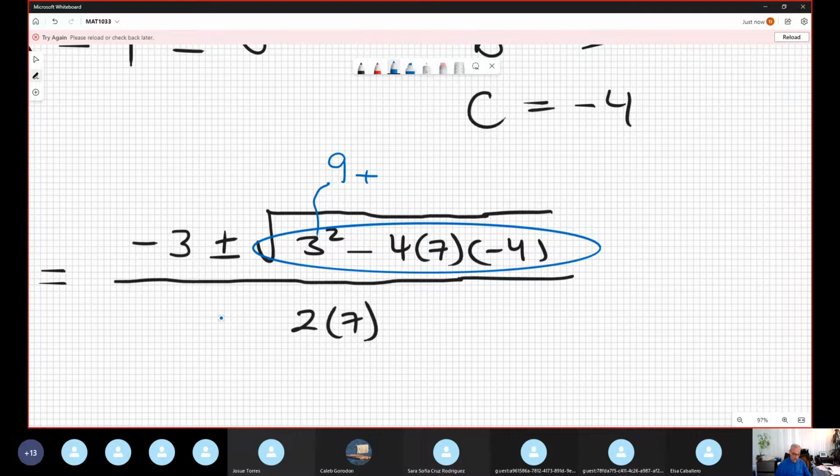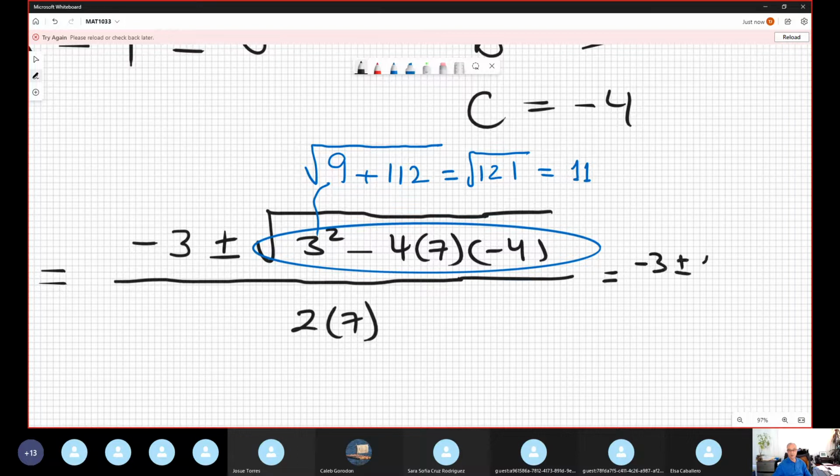The order is not important. 4 times 4 is 16. 16 times 7 is 112. Okay, now plus 9 is 121. And now you apply the square root. By the way, it's 11. Wow, 121 is a perfect square number. It's 11. So far we have minus 3.